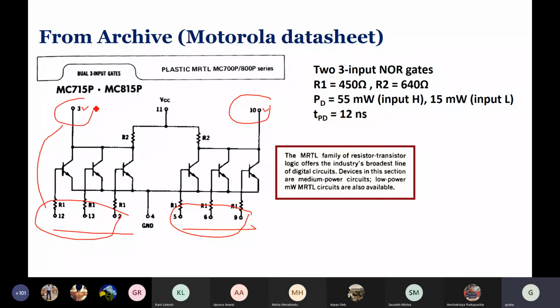For this circuit, the resistance values are used, and the datasheet was talking about power dissipation when input is high and input is low. Okay, when input is high, the power dissipation is quite high compared to the low case. Why? When input is high, power dissipation is much larger. What is the reason? Can somebody tell?